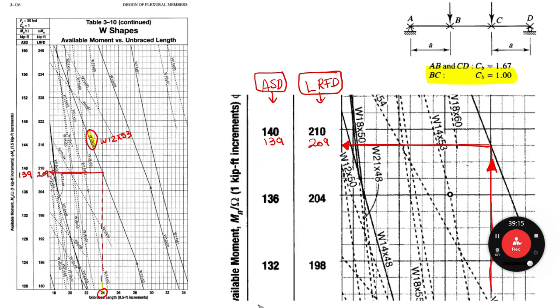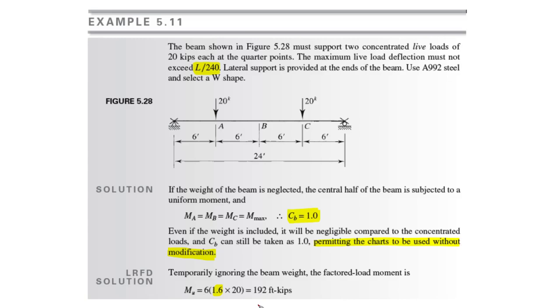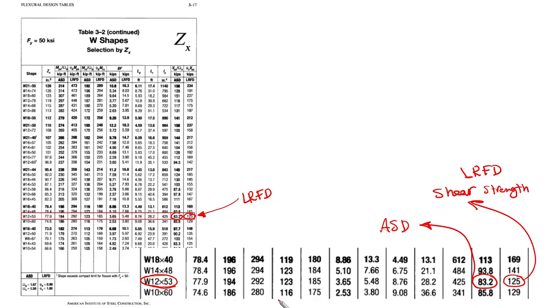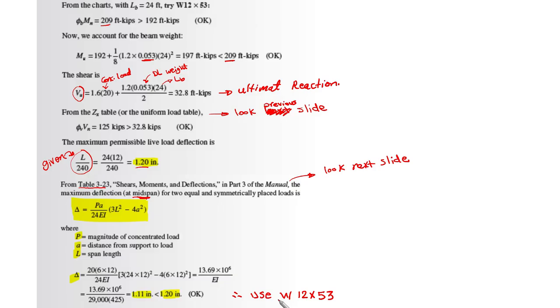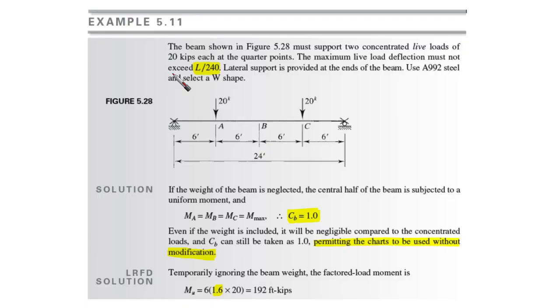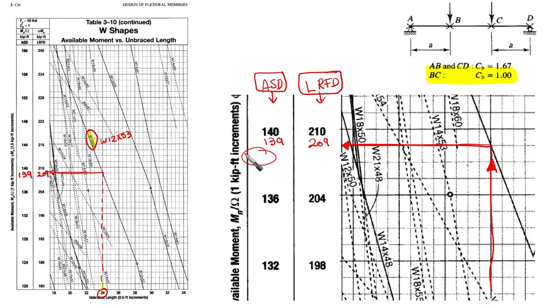Now let's see what the next step is for our case. We said that we have 192 foot-kips required. From the charts, for Lb equal to 24, we are going to try the first cross section. Let's go back. We mentioned here that the length is 24. Then we go to the charts.